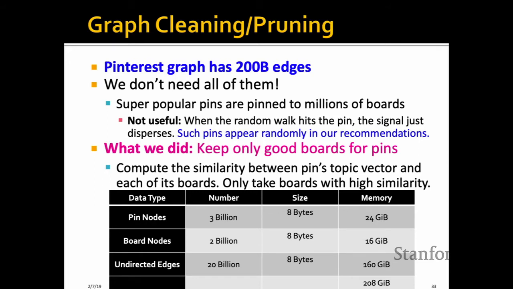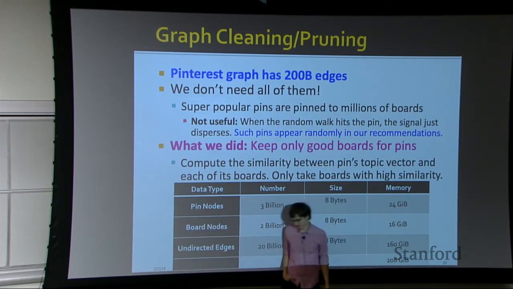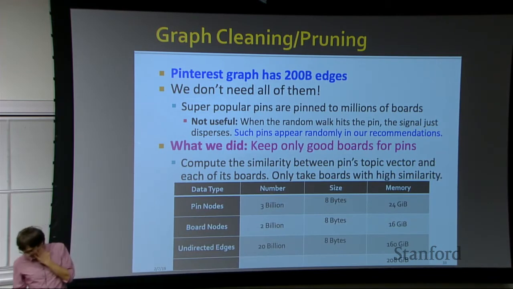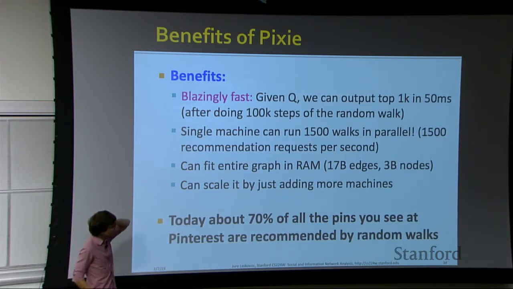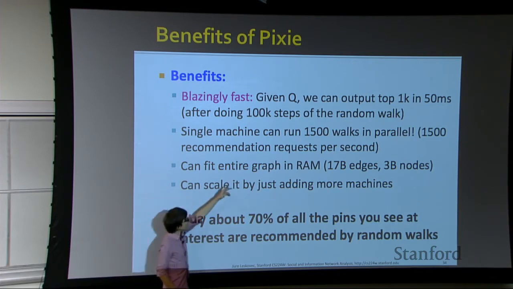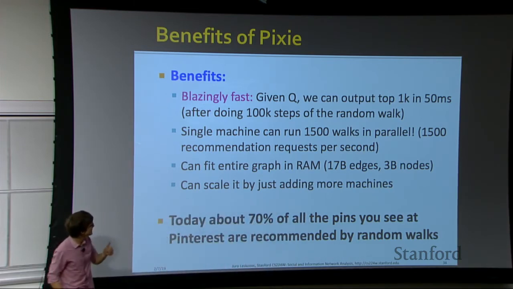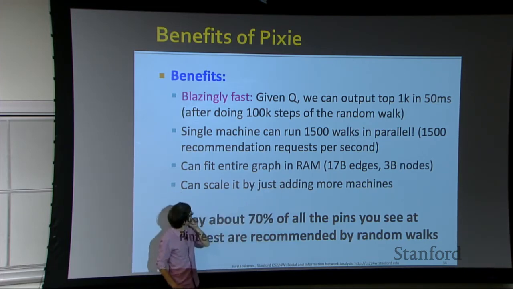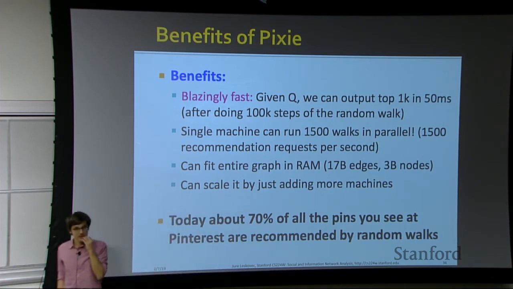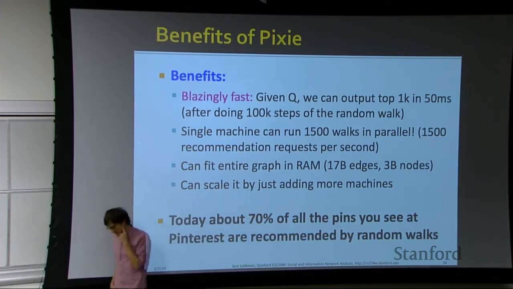So at the end, you can cut the number of edges in your graph to only around 20 billion, and you can store the entire graph in around 200 gigabytes of memory. So you can just put this in a given server and run it. So why is this good? Because it's blazingly fast. A single machine can run 1,500 random walks in parallel. Each random walk takes, let's say, 10, 20 milliseconds, and you can do 1,500 in parallel. You can fit the entire graph in memory. And if you want to scale the system, you just add more machines, right? So it's amazingly bulletproof. And this really has a big impact at Pinterest.